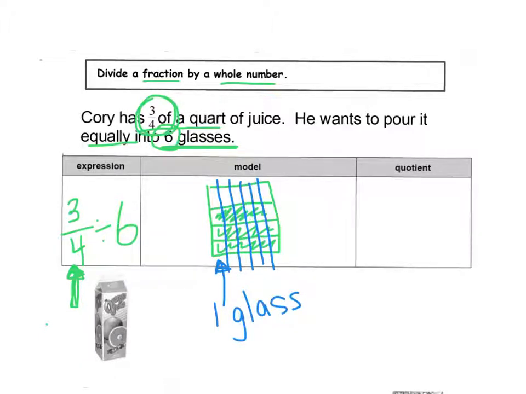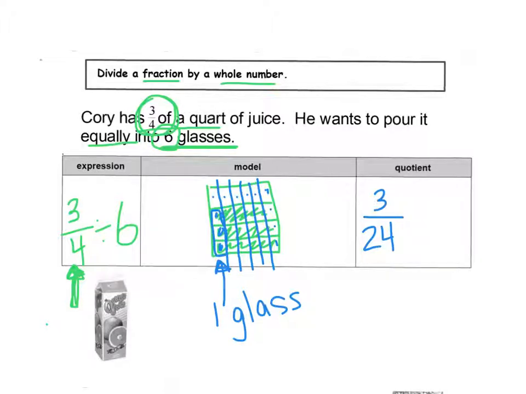So if I focus on 1 glass, you can see that we're going to have 3 parts out of, hold on here, I want to write that down so I don't forget, and then I want to count up how many parts I have in this rectangle all together. So there's 1, 2, 3, 4, 5, 6 going across, and 1, 2, 3, 4 down. So 6 by 4 tells me that there would be 24 total parts to my rectangle.